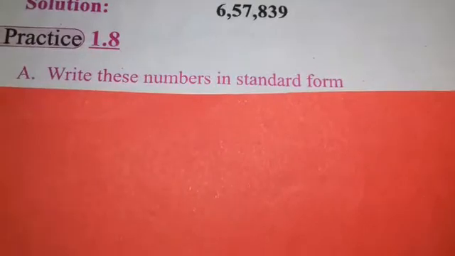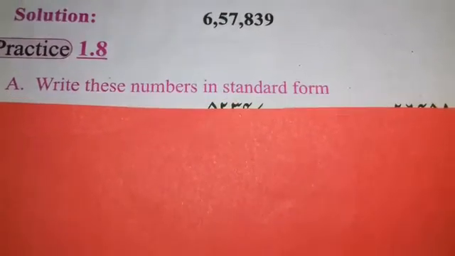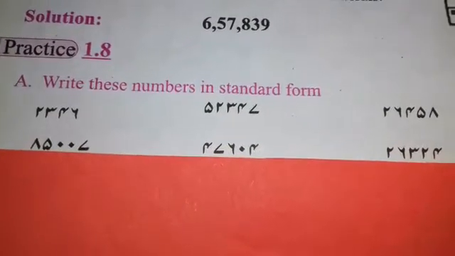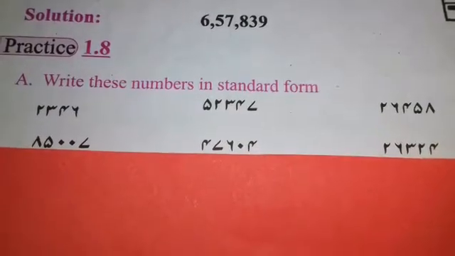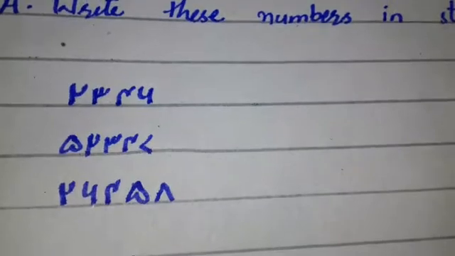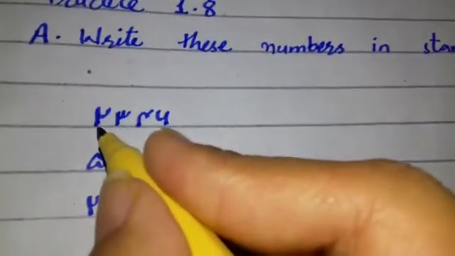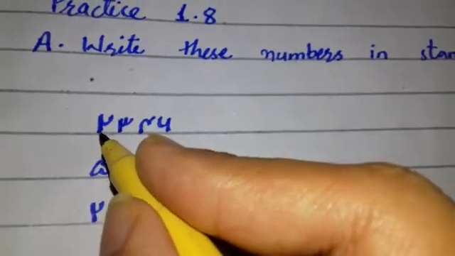Question number A. Write these new numbers in standard form. Standard form means we have to write these numbers in international numerals. Question number A, part number 1. First of all, we will write the first digit, that is 2.